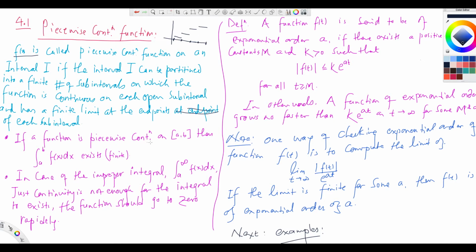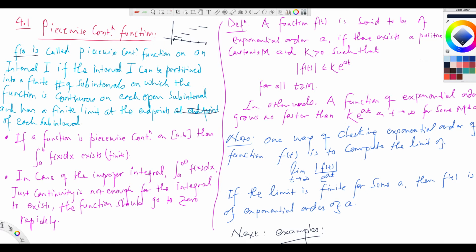If a function is piecewise continuous on an interval [a, b], then the integral exists. But how do I find the integral? You find the integral from this to this, plus this to this, plus this to this, plus this to this, and you add them. The integral exists, meaning the integral will be finite.